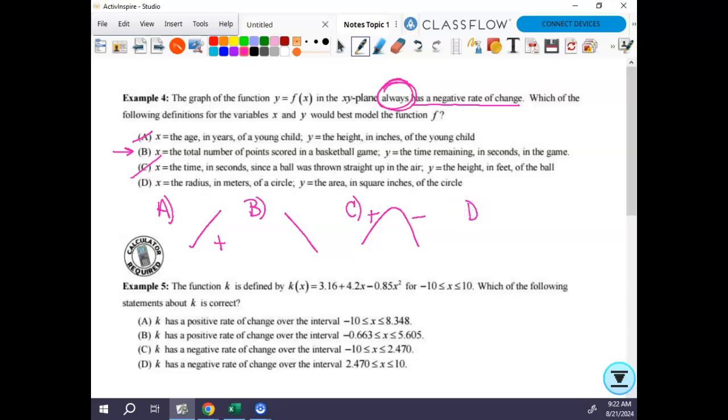All right, so let's read D. The radius in meters of a circle and the area of the circle. Well, as the radius gets bigger, what's going to happen to the area? It gets bigger, so that's positive also. So the only one that was always negative would be B. Okay, you see how to think through that?